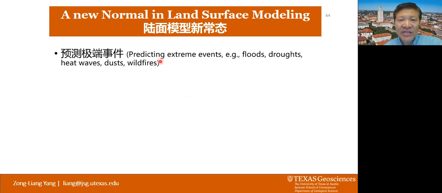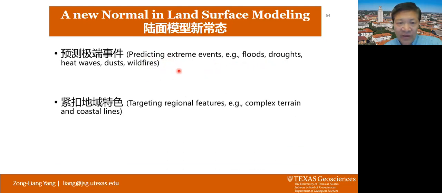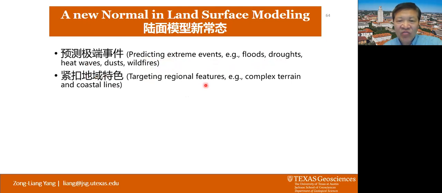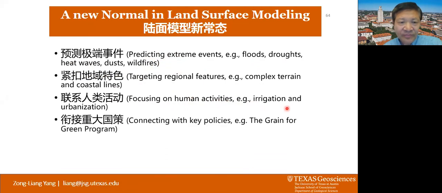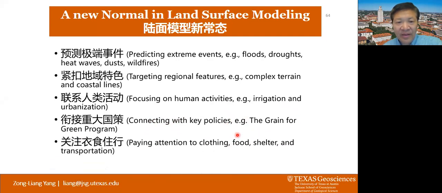The challenge we are facing is that new models must be able to predict extreme events, such as floods, droughts, heat waves, dust, and wildfires. New models must also be able to target regional features, such as complex terrain, coastlines, or urbanized regions, focusing on strong human activities. And we also have to be mindful of ongoing national, international, or regional policies. Ultimately, we live on land. We really hope land models will help us make more informed planning.